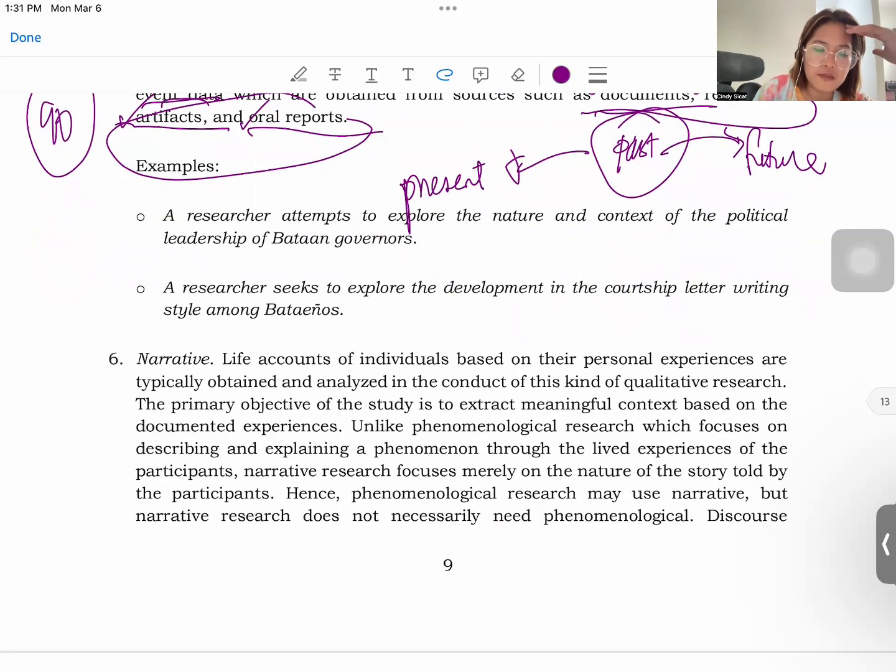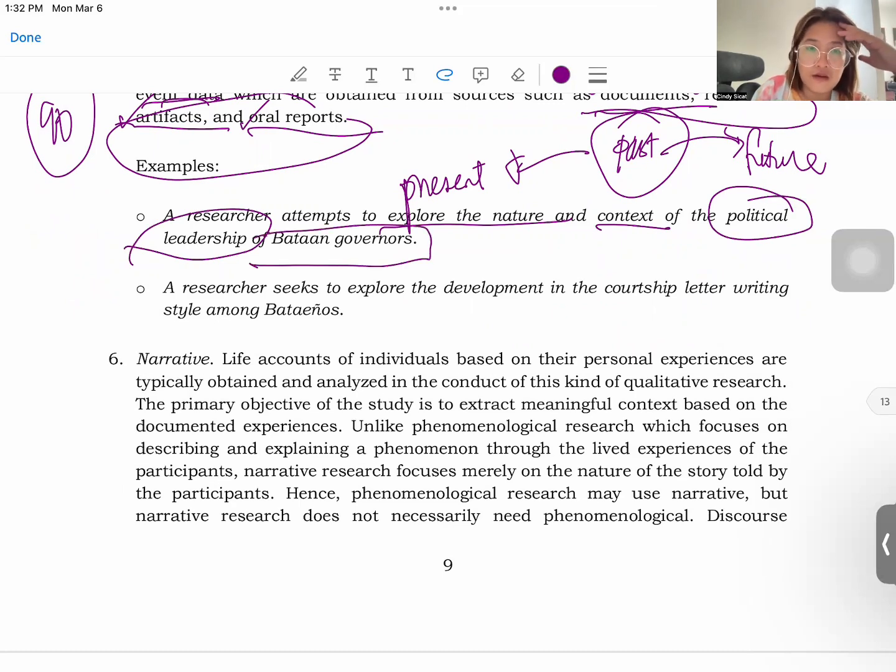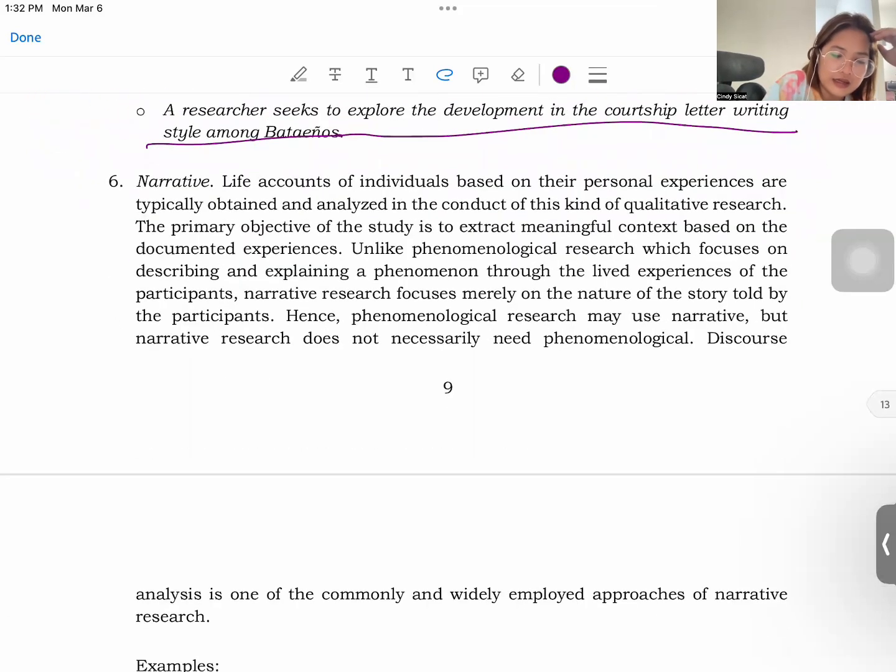Okay? Example, exploration of the nature and context of political leadership in Bataan or of Bataan governors. So you're gonna look through the history or the development in the courtship letter writing among Bataeños or even Kapampangans. So it's like looking at the pattern, you start from the past. Okay? Next is narrative. Okay?